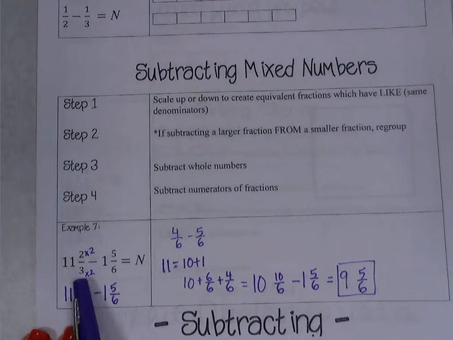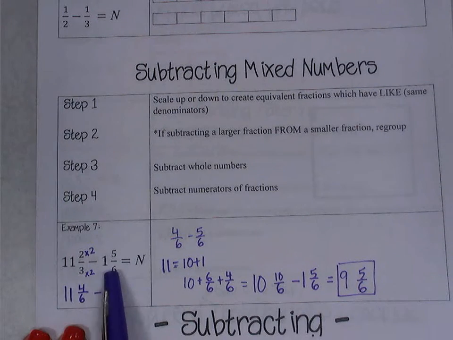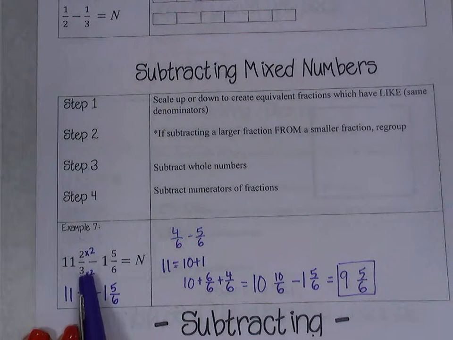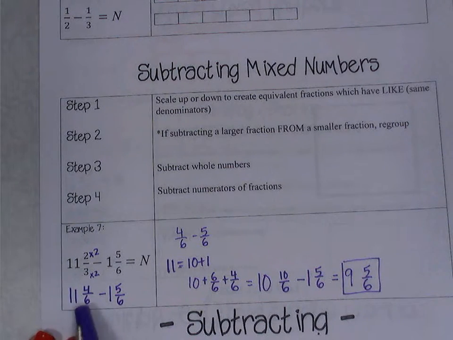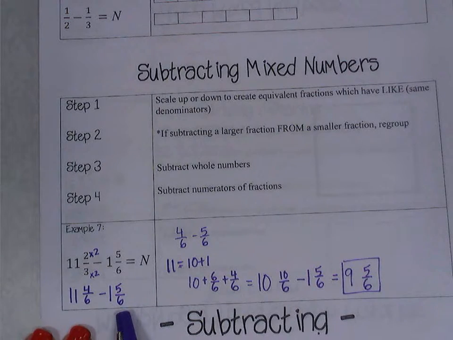So I'm noticing that 3 is a factor of 6. So I know that I can scale up this 2/3 to make an equivalent fraction of 4/6 by multiplying the denominator and the numerator both by 2. So I've renamed 2/3 as 4/6. So my new problem here is 11 and 4/6 minus 1 and 5/6.